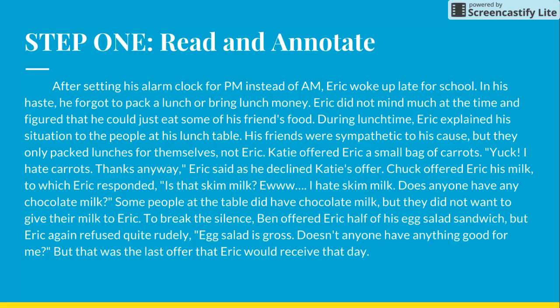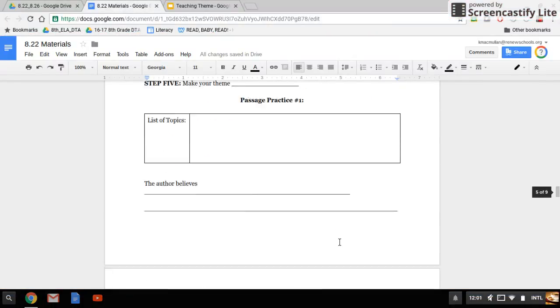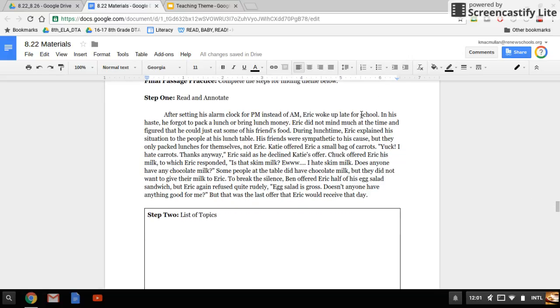Now what's going to happen is you have the next passage, final practice passage, to do on your own. You're going to complete each of the steps. Read and annotate the passage that looks like this. Make your list of topics, choose your topic, write your author believes statement, and make it universal. This entire page, the final passage practice, right here, needs to be complete by the end of your independent station.